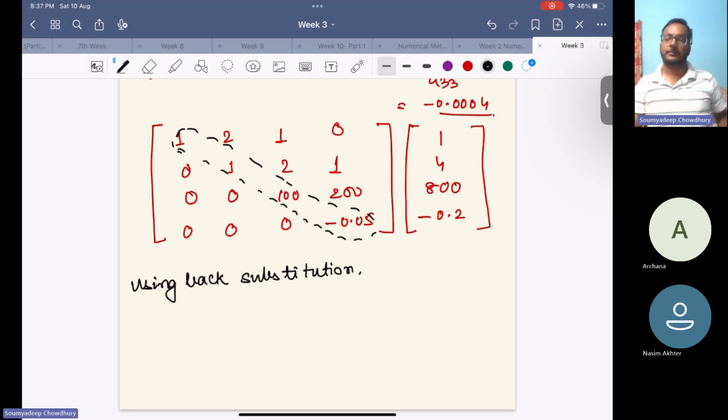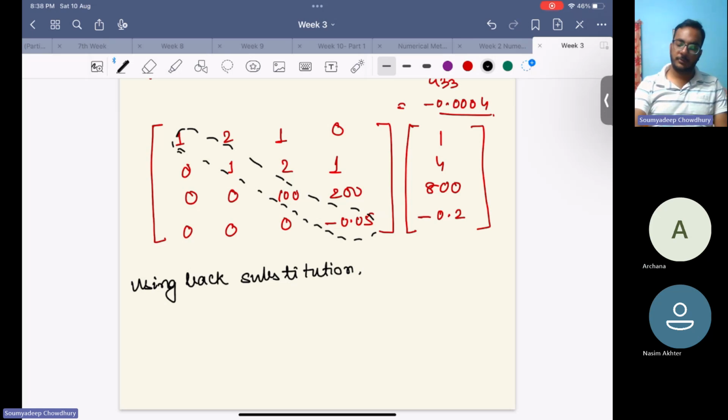What we'll get? Can you tell the first equation using back substitution? Can you tell what will be the first equation we'll get using back substitution? Naseem? 4. No, I'm asking the equation. I forgot. Sorry.